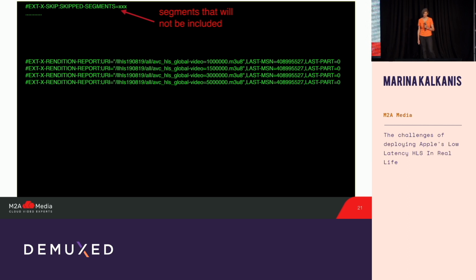The other thing that's really good is it's also telling the client what's happening near the live edge for the other bit rates. So with the rendition report, you're telling the client where to look for the live edge at the other bit rates, which means that switching bit rates becomes much more efficient in the client. Now, these features aren't specifically LL-HLS features, but they're really needed to make LL-HLS work.